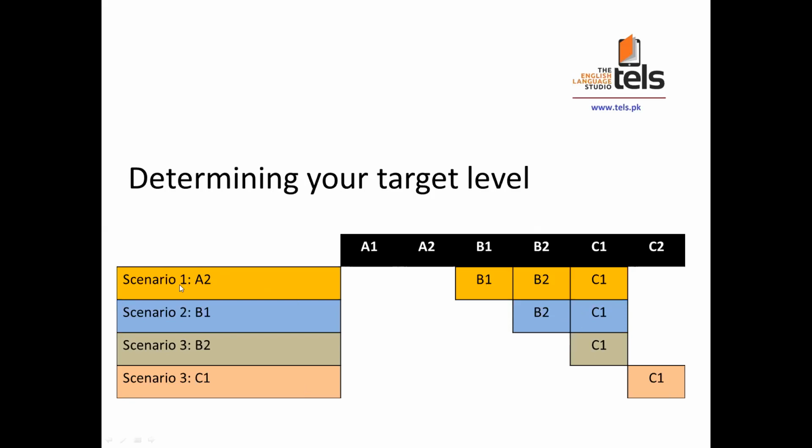Scenario number 1 is, if at the end of the test you were informed that you are an A2 learner. A2 learner means that you have already covered A1 and A2. So your starting point will be B1. And usually people want to target C1.